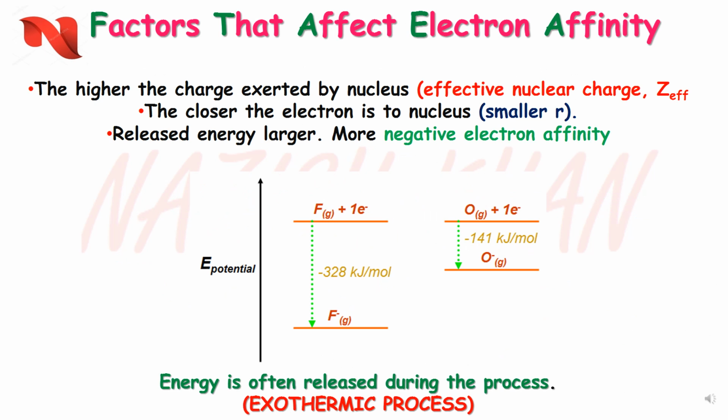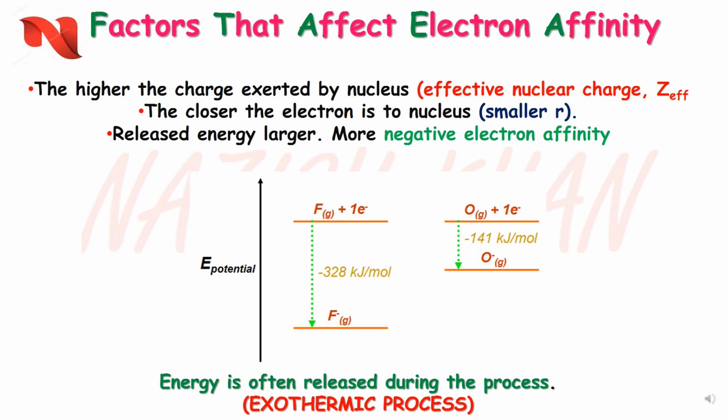Now, there are two factors that can affect electron affinity. These are atomic size and nuclear charge. The smaller the atom is, the closer the outermost shell is, therefore, there is a stronger attraction between the nucleus and the incoming electron. That means the electron affinity is higher for smaller atoms.